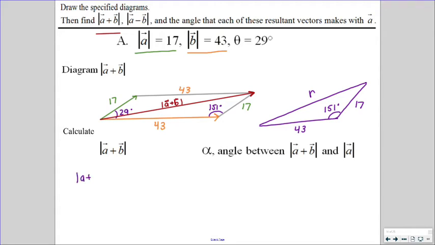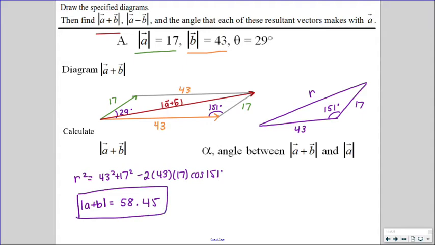So the magnitude of A plus B squared is equal to, and in this case I'm using R, so that's what I'm going to keep. R squared is equal to 43 squared plus 17 squared minus 2 times 43 times 17 times the cosine of the angle between them, 151. Okay, don't forget to take the square root. So the magnitude of A plus B then, if I type all of this into my calculator, it's going to give us 58.45 when I round to 2 decimal places.